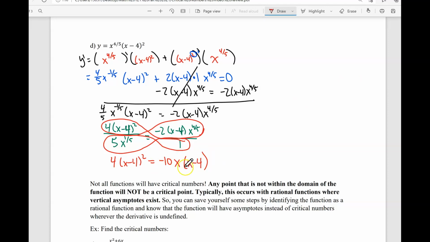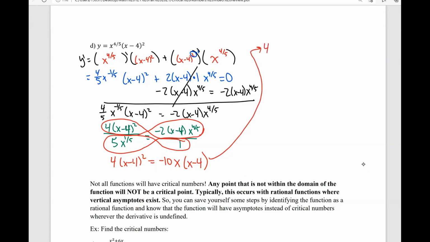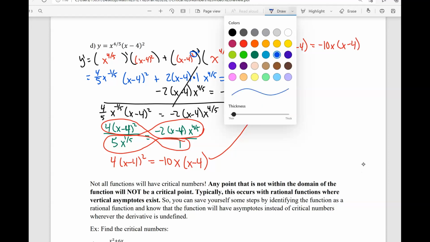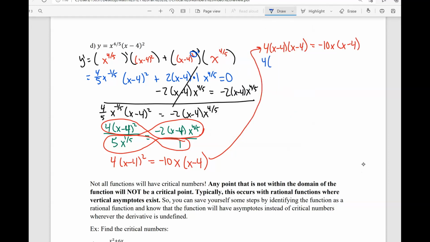All right, let's go ahead and FOIL everything. So I'm going to have 4x minus 4 times x minus 4 equals negative 10x times x minus 4. So let me go ahead and FOIL this guy. This guy is just going to be x squared minus 8x plus 16. This guy also, this is going to be negative 10x squared plus 40x.